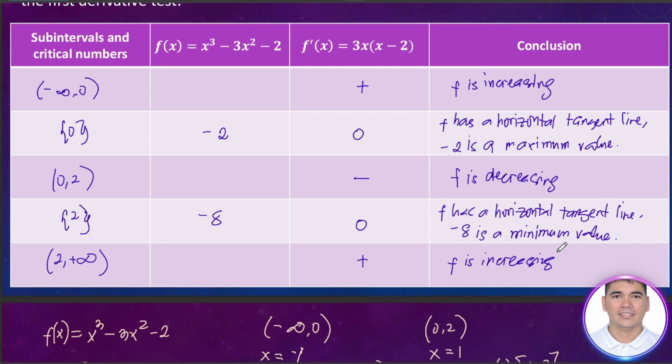So to summarize, the relative maximum value of f is negative 2. So we have the word relative. And then its relative minimum value is negative 8. Note that there are no absolute extrema, since the graph of this cubic function goes down as the values of x decrease negatively, and it goes up also as the values of x increase positively. So we don't have absolute extrema, we have only the relative maximum and minimum values.